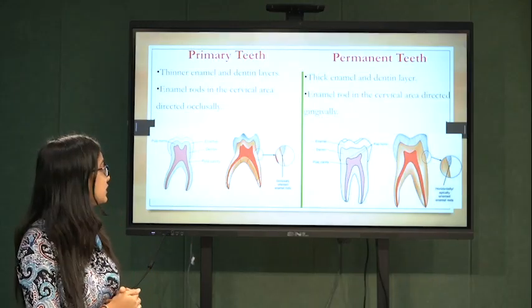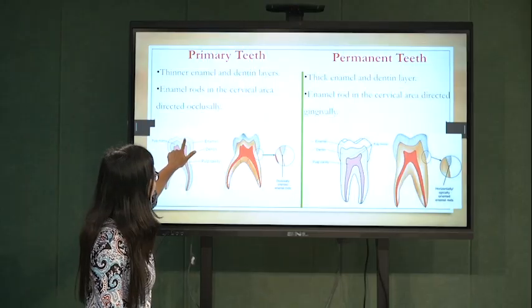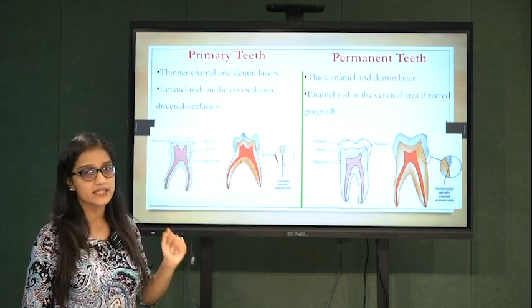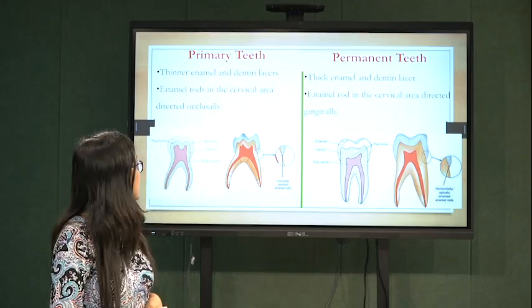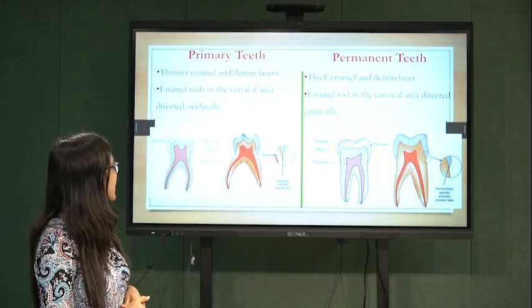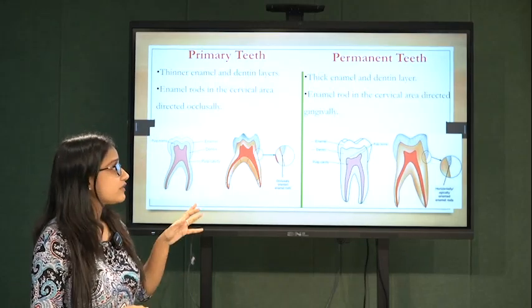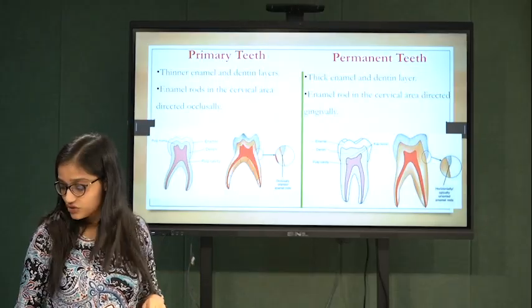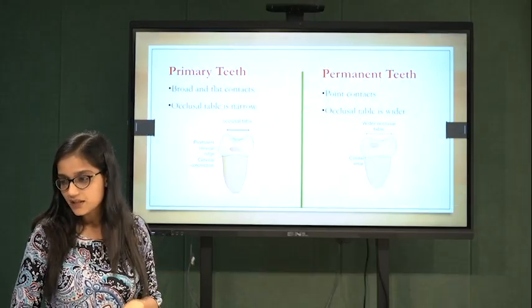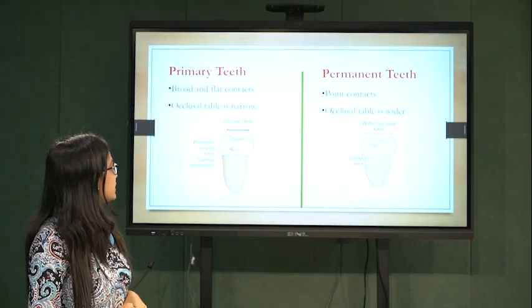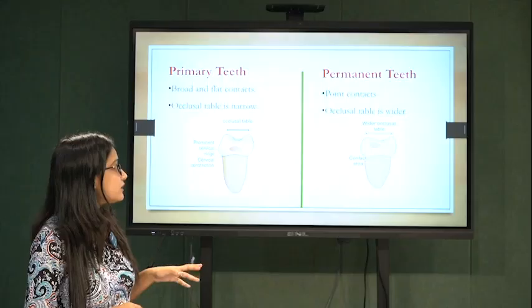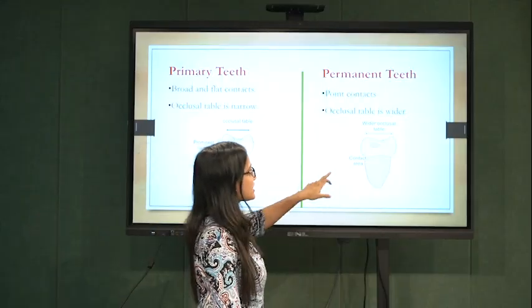So here thinner enamel and dentine layers are present in the primary teeth, and here thick enamel and dentinal layers are present. Enamel rods in the cervical area are directed occlusally, whereas in permanent teeth, enamel rods in the cervical area are directed gingivally. Now, in the primary teeth, broad and flat contacts are present, and in permanent teeth, point contacts are present, as we can see in this picture.